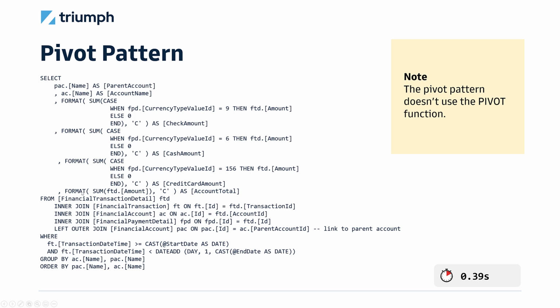And then down here at the bottom, I'm just saying, okay, this is the traditional way, what you would do without the pivot pattern, just sum everything. So we want the grand account total. Okay, so that's the pivot pattern. Now, this only took 0.39 seconds to run.